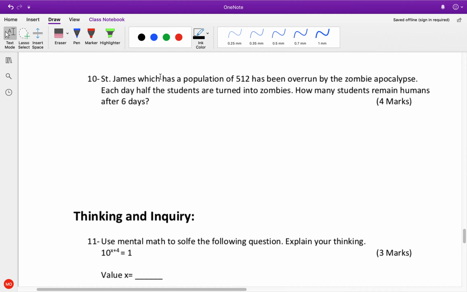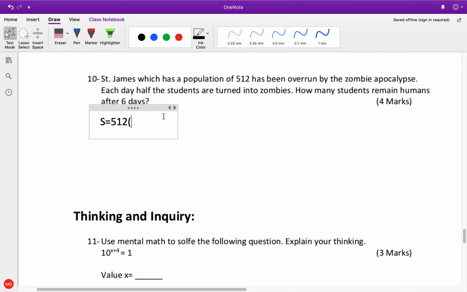St. James, which has a population of 512, has been overrun by a zombie apocalypse. Each day, half the students turn into zombies. How many students remain after 6 days? So this is exponential decay. Let's write our equation for that. Let's say students would be S. Our original population is 512.